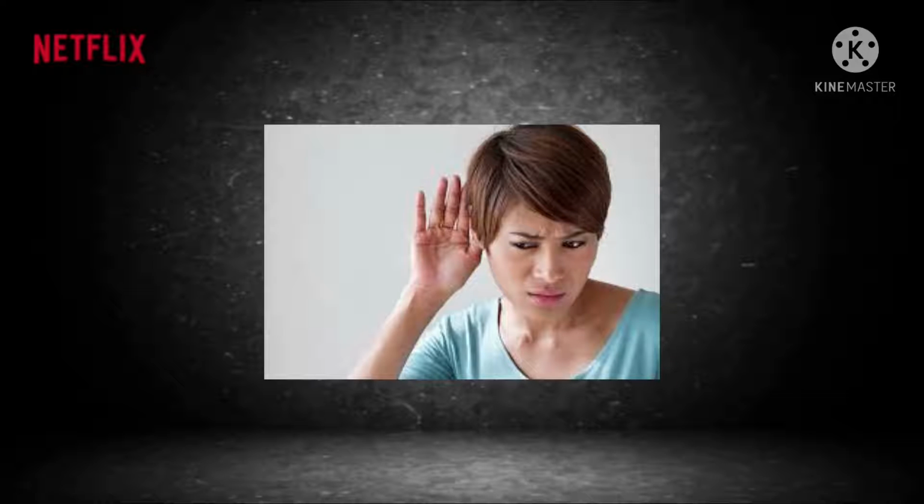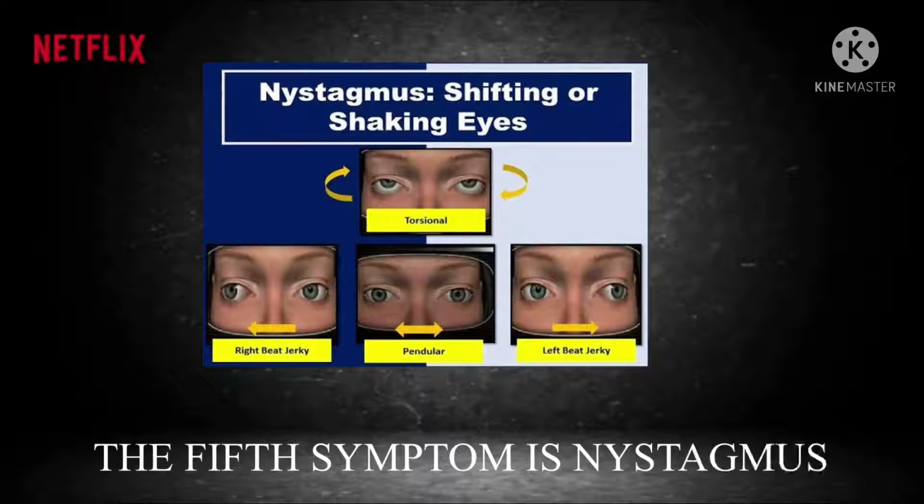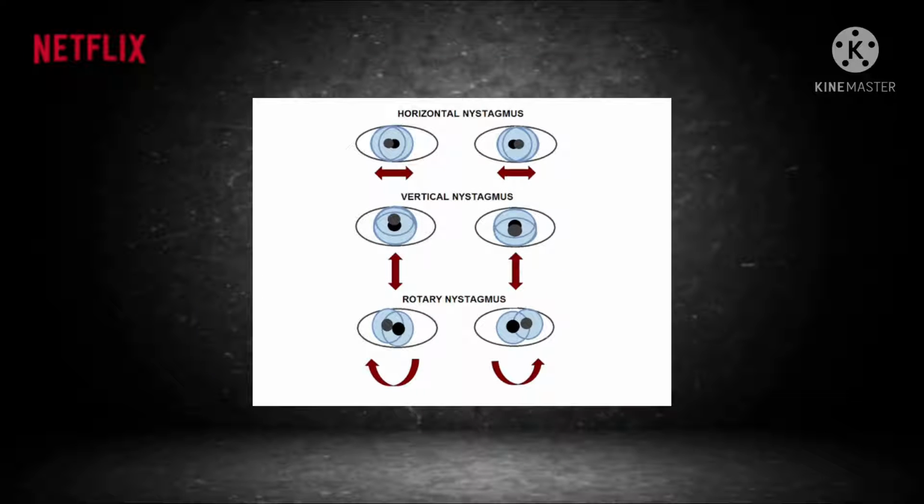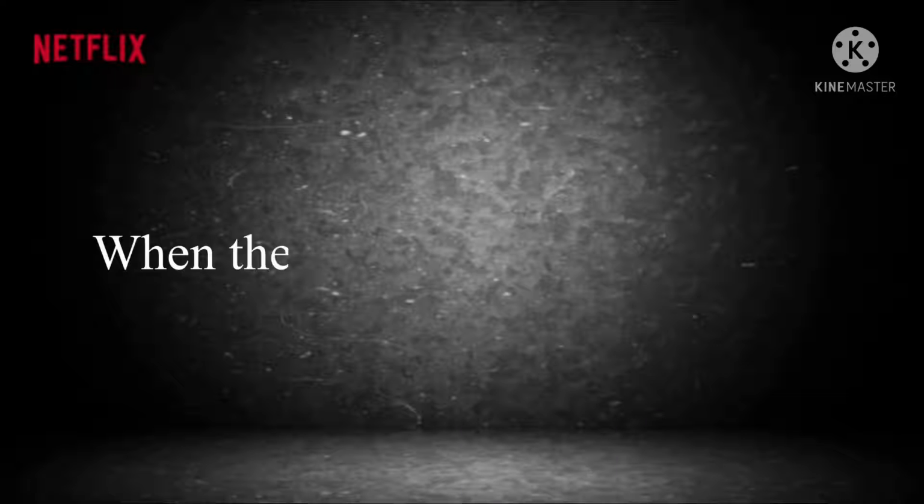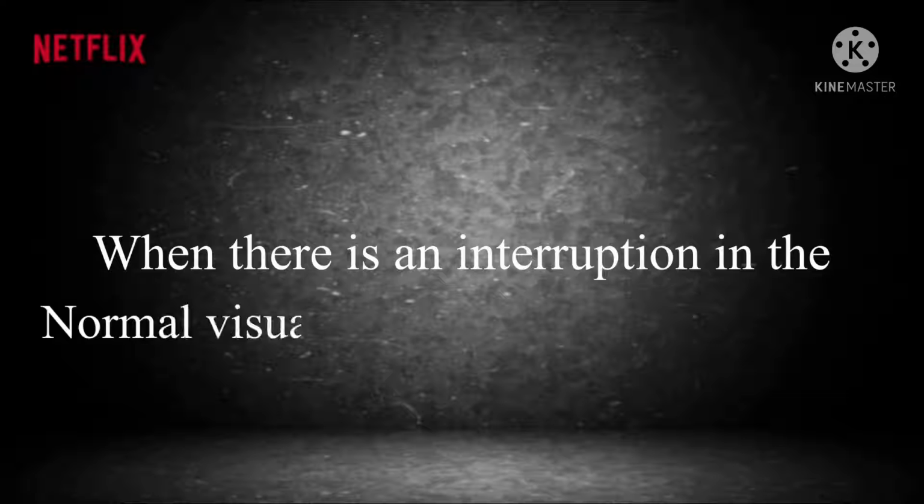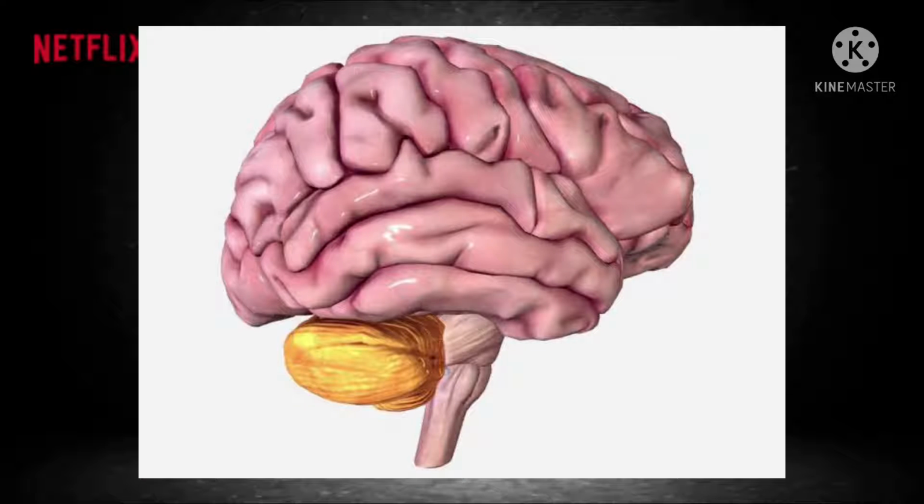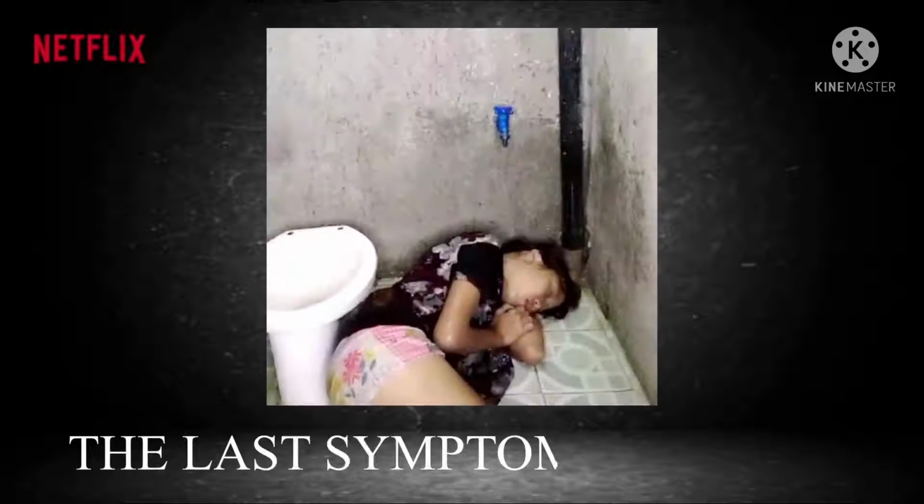Hearing loss can occur even if the tumor is not growing. The fifth symptom is nystagmus. Nystagmus is an involuntary rhythmic side-to-side, up and down, or circular motion of the eyes that occurs with a variety of conditions. When there is an interruption in the normal visual pathways in the cerebellum, which is responsible for the balance, nystagmus can occur. The last symptom is ataxia.